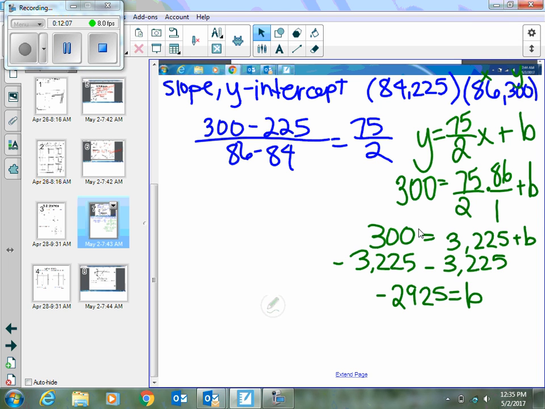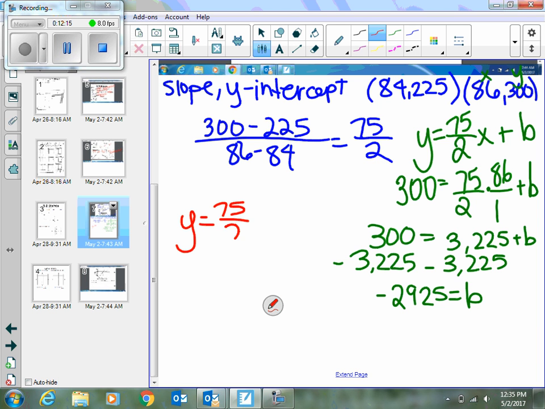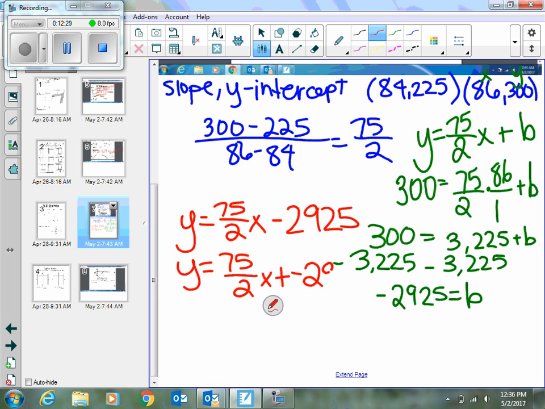All right. So now you're going to write the whole linear equation. y equals 75 over 2x minus 2,925. If you don't like it like that, you are more than welcome to write y equals 75 over 2x plus negative 2,925. Both are correct.